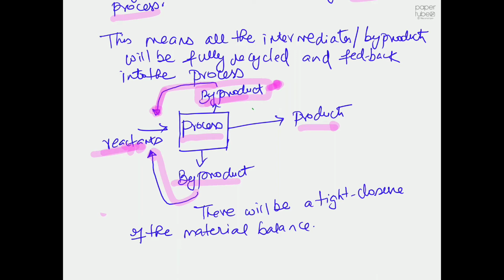So which means there will be a full closure, or we can say a tight closure of the material balance. So nothing goes to waste. Whatever the byproducts or the intermediates which are produced during the process will be recycled back into the process. So that's the whole idea of the so-called balanced process. Yeah. So let's go to the next step.